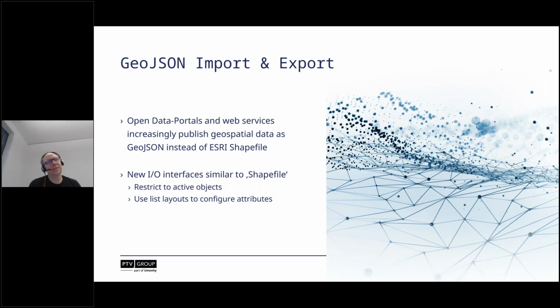And because it supports content very similar to shapefile, in Visum, it basically looks exactly like the shapefile import. So everything you can import from shapefile can now also be imported from GeoJSON, and the other way around. You can also export everything to GeoJSON which can be exported to shapefile.